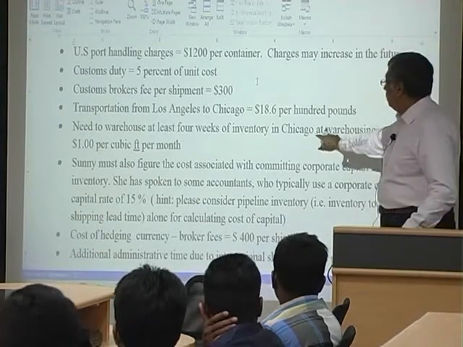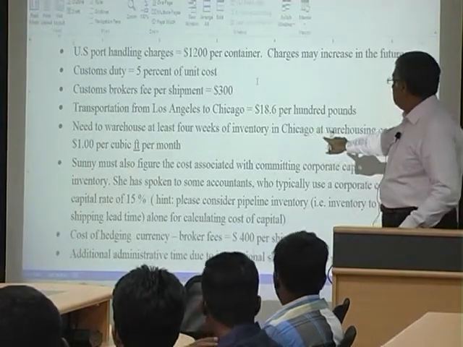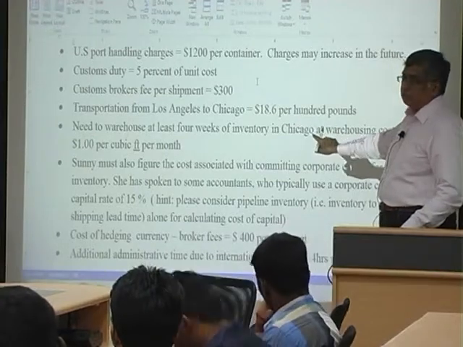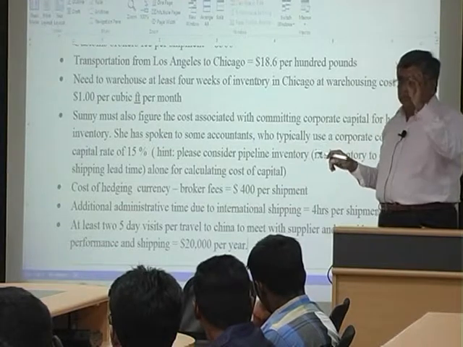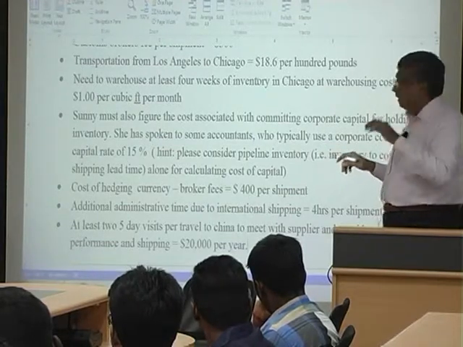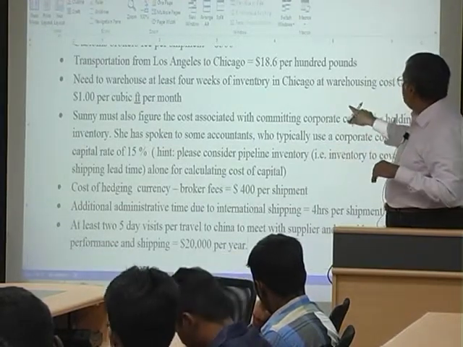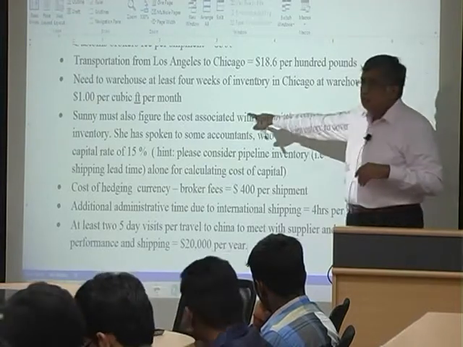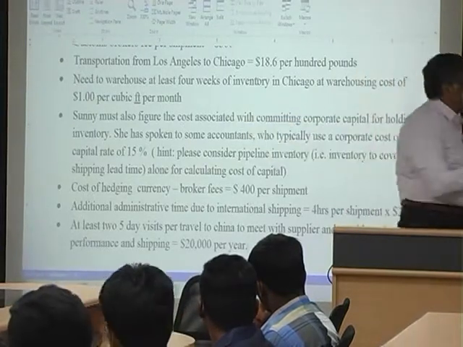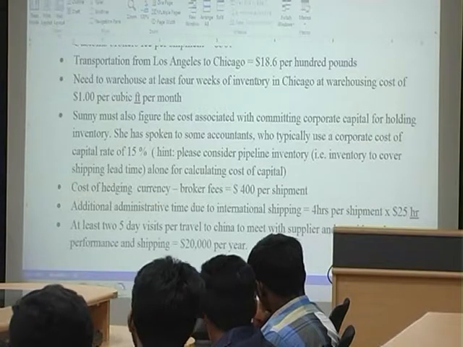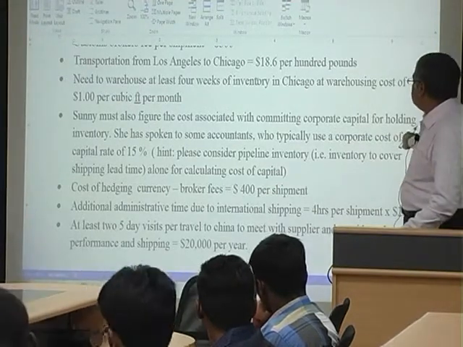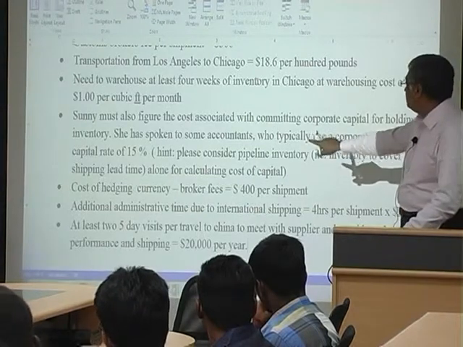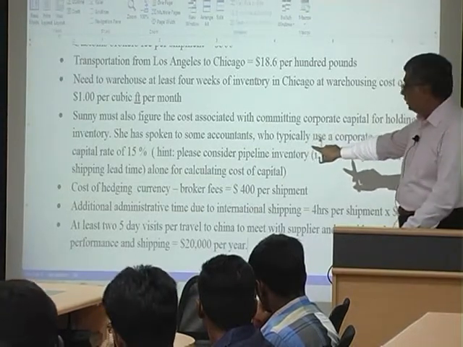Okay. And now the next one, warehousing charge, is to keep 4 weeks of inventory in the warehouse along with that lead time of 6 weeks. Okay. So about 10 weeks of total inventory. Now this is based on cubic foot per month, which is volume. So it is charged on the basis of cubic foot per month. Okay. Then corporate cost of capital, holding cost, is 15% also on the cost.